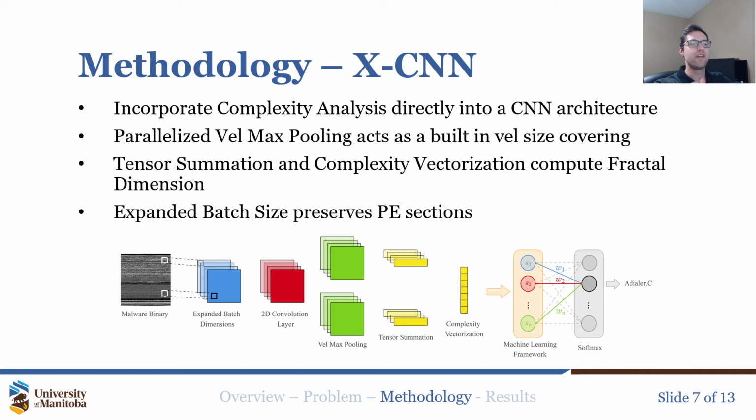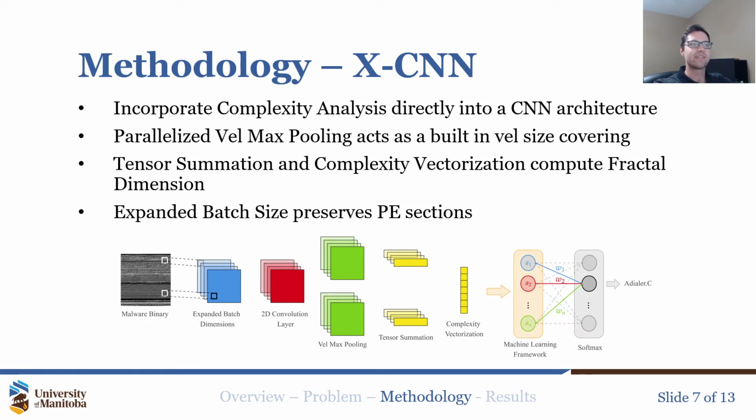So methodology, it's not just a matter of the complexity that we incorporated. We actually wanted to take an existing architecture and modify it so that it can be used for complexity analysis. This technique is called the Complexity Convolutional Neural Network, or XCNN, and we implemented it directly into an existing convolutional neural network architecture. And there's a series of improvements that we made.